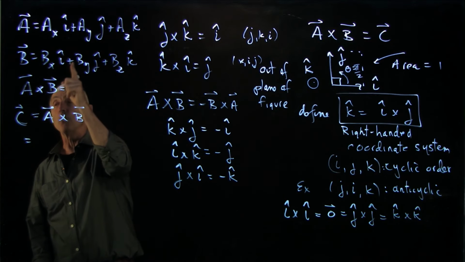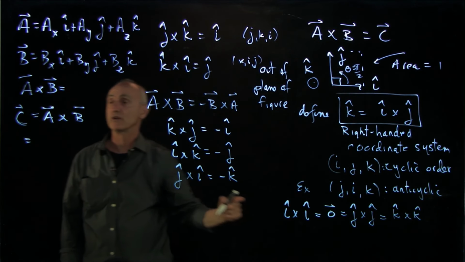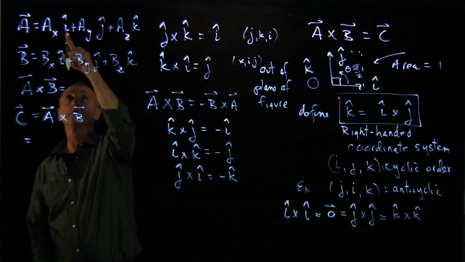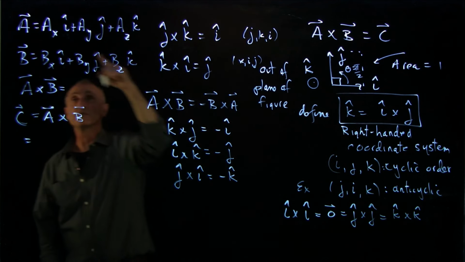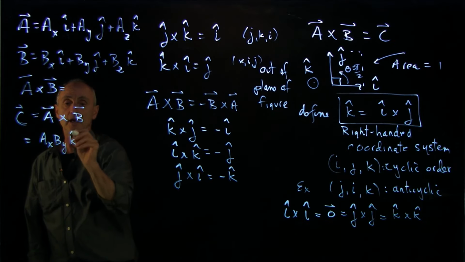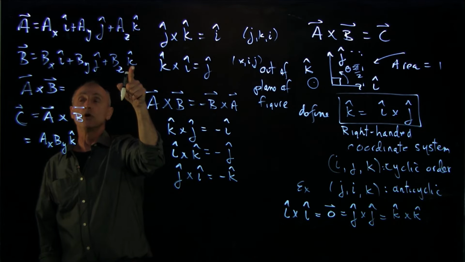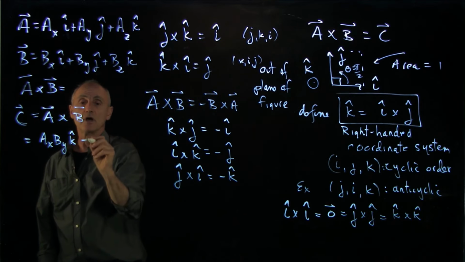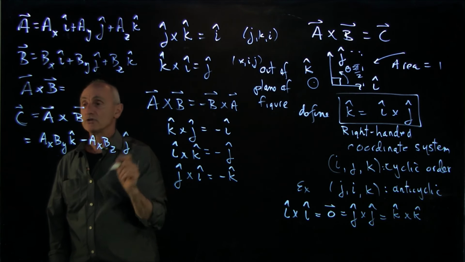And now let's just go one by one. i hat cross i hat, that's 0. There's no perpendicular part. The area formed by these two vectors is 0. i hat cross j hat, that's cyclic. i, j is plus k hat. So our first non-zero term is ax by k hat. And now let's do i hat cross k hat. Notice that's anticyclic, i, k is minus j. So our next term is minus ax bz j hat. So there's the first two.